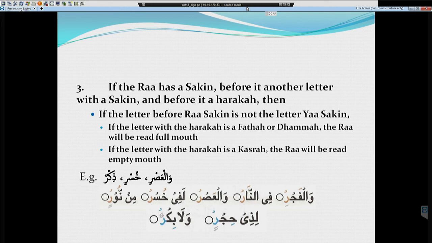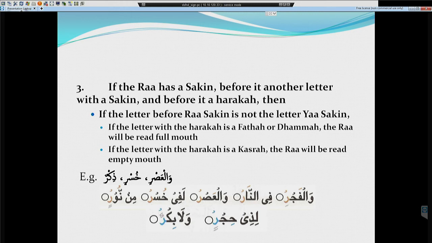وَالْعَصْرُ. Now this example is with the dhamma: إِنَّ الْإِنسَانَ لَفِي خُسْرُ. You don't say khusr, you say khusr. That ra will be read full mouth. Example of an empty mouth: dhikr. You don't say dhikr. You see the difference when I say dhikr and dhikr?